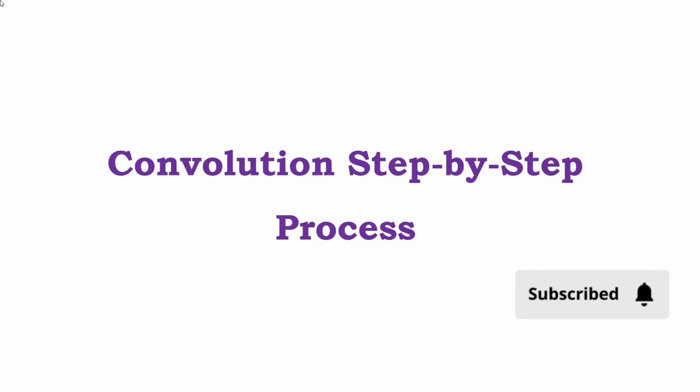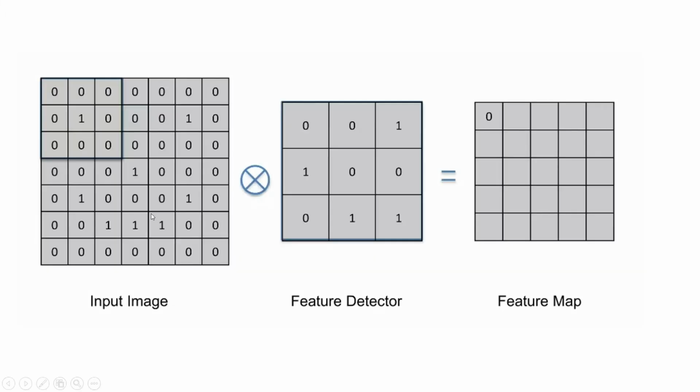Hello everyone. In this video, we shall see how convolution is applied on a digital image. Here, we shall see the step-by-step procedure. So we know that a digital image is a matrix of rows and columns.